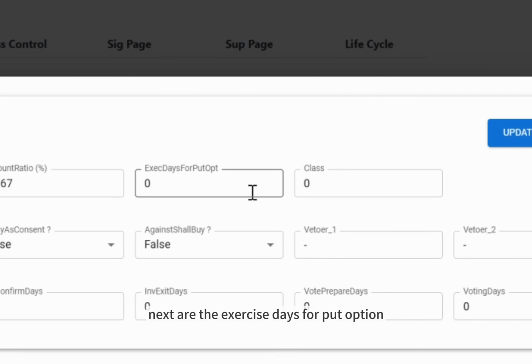Next are the exercise days for put option. As we explained earlier, if a rule requires shareholders who vote against to purchase the target shares on the same terms, how many days do they have to exercise that right? You enter that number here. For example, if they need to exercise within 7 days, enter 7. The starting point for this period is the vote end date we discussed earlier.